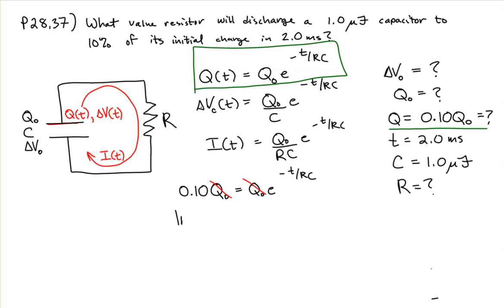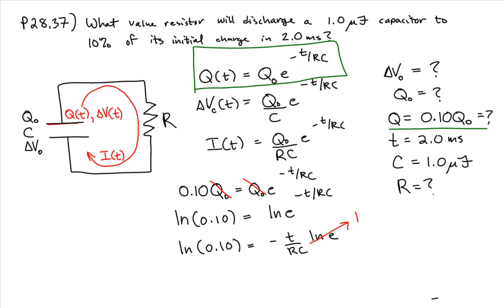So we have the natural log of 0.10 is equal to the natural log of e to the minus t over RC. By taking the natural log of both sides, we're able to drop down the exponent, minus t over RC, natural log of e. Natural log of e is just equal to 1.